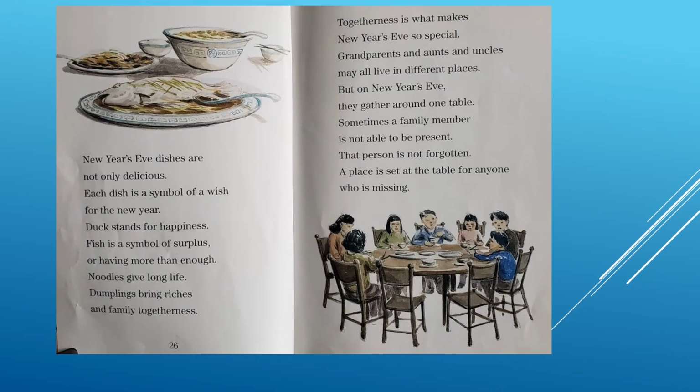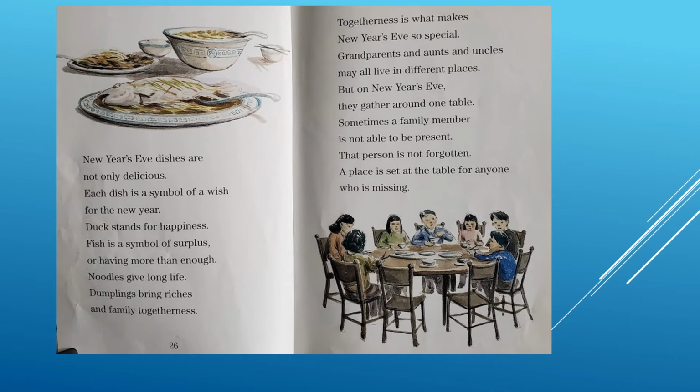New Year's Eve dishes are not only delicious, each dish is a symbol of a wish for the new year. Duck stands for happiness. Fish is a symbol of surplus, or having more than enough. Noodles give long life. Dumplings bring riches and family togetherness. Togetherness is what makes New Year's Eve so special.